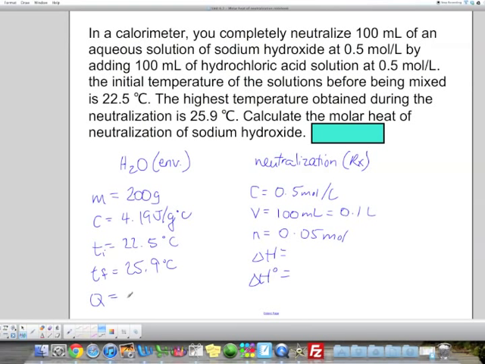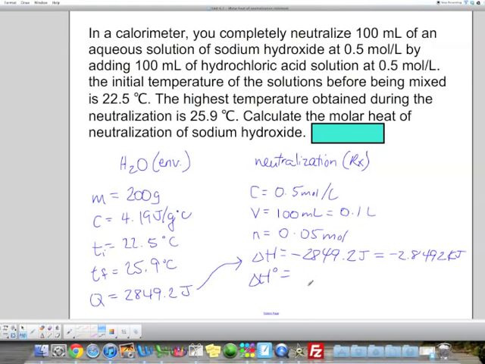So my Q will be mc delta T, which gives me 2,849.2 joules. So now if I transfer this over here, I will have negative 2,849.2 joules. Now I know that delta H molar is always expressed in kilojoules, so I will convert this right away into negative 2.8492 kilojoules. And now with my moles and my delta H, I'll do delta H over n.